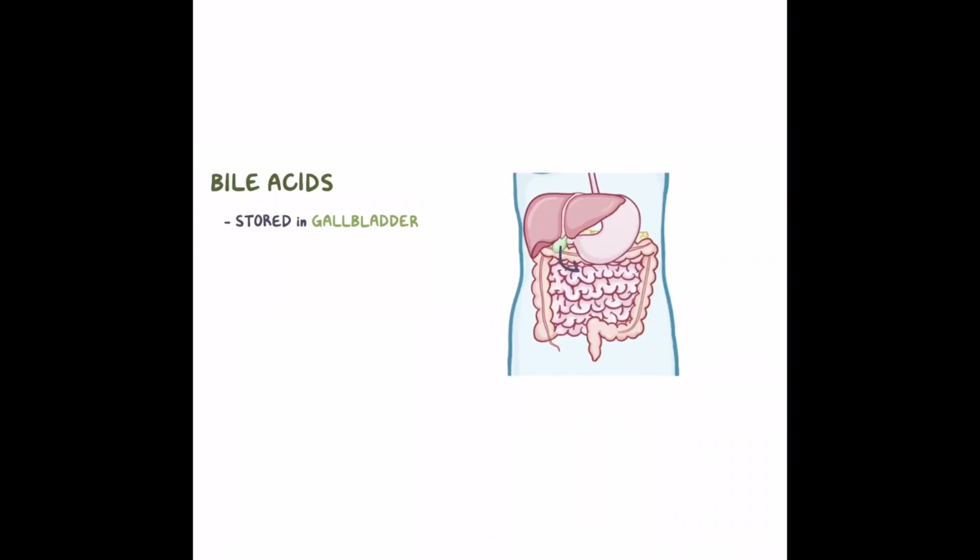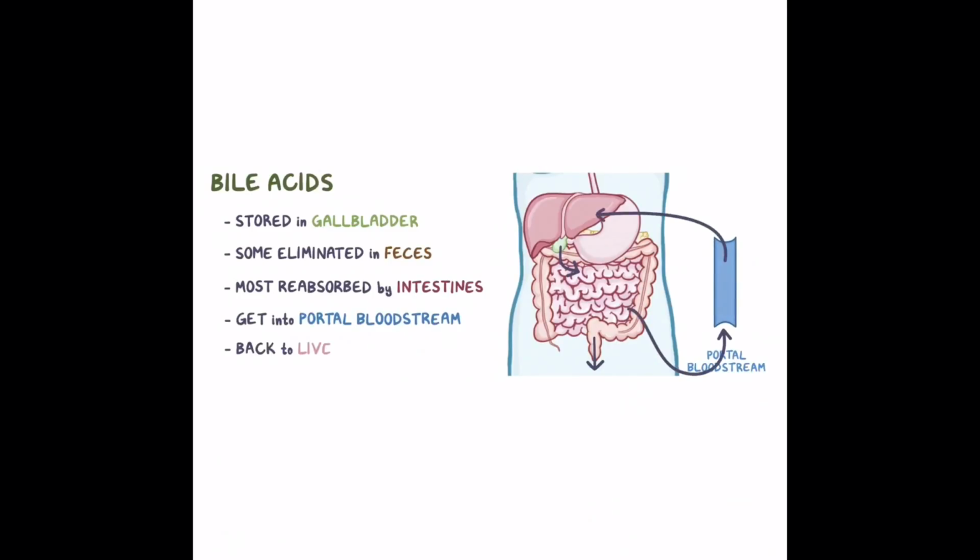These bile acids are stored in the gallbladder and released into the intestine after meals to assist in fat digestion. From the intestine, some bile acids are eliminated through the feces, but most are reabsorbed by the intestine and get into the portal bloodstream and back to the liver cells. This is called enterohepatic circulation.